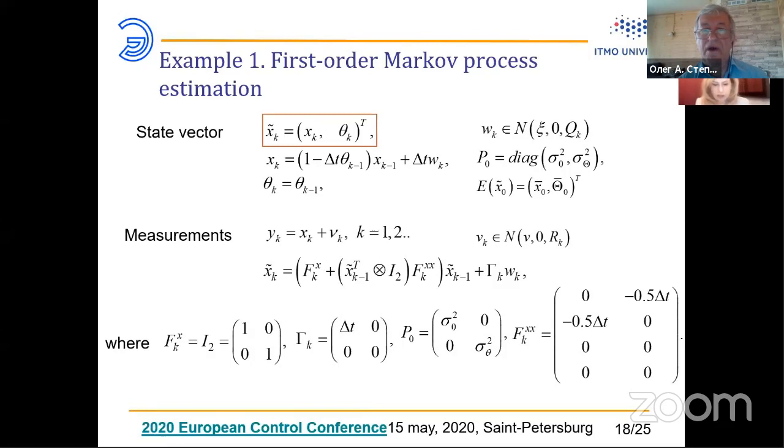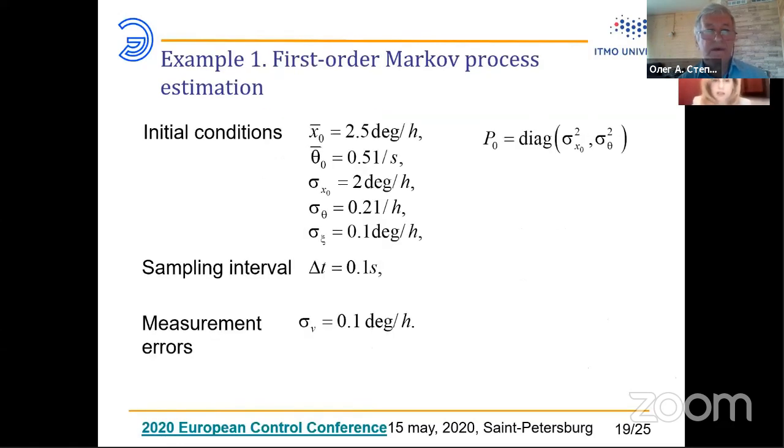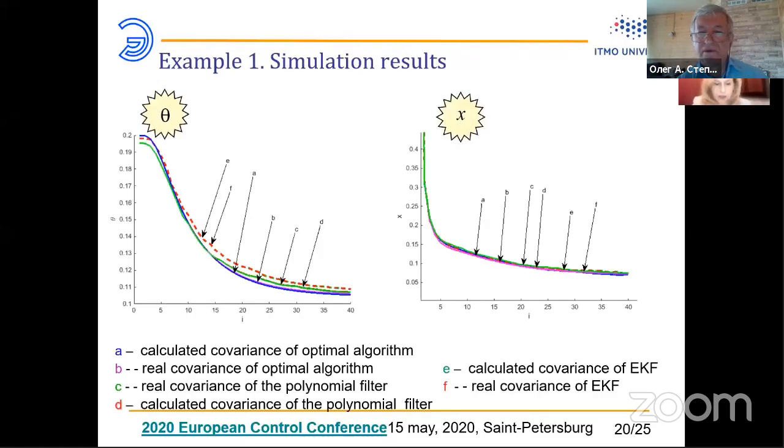Next, we compared the three methods using the procedure described above. On the next slide, you can see the conditions under which the simulation was carried out. And now you can see the simulation results. As can be seen from the example, the accuracy of identifying the theta parameter and estimation of the sequence X by all three algorithms is approximately the same.